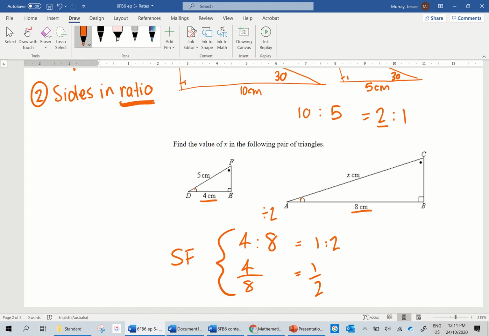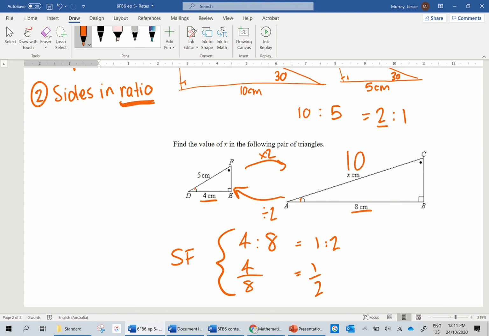But this one here is just saying, find x for us. And it's really straightforward. All they're doing to get from the small one to the big one is multiplying by 2, or if you want to think of it from the big one to the small one, they're dividing by 2. So that just means x will be 10 centimeters.